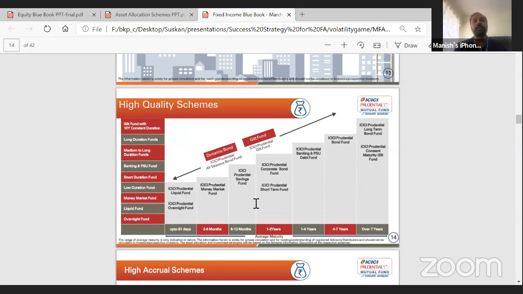Yes, slide number 14. Thank you, Kanak. We will share the presentation also for your further reading. Here, we have mapped the whole fixed income scheme range based on the maturity profile. On the extreme short end, the extreme left-hand side, we have the liquid or overnight fund, which has the least maturity. Your liquid fund will have a maturity of approximately 45-50 days. Overnight funds have a maturity of 1 day.